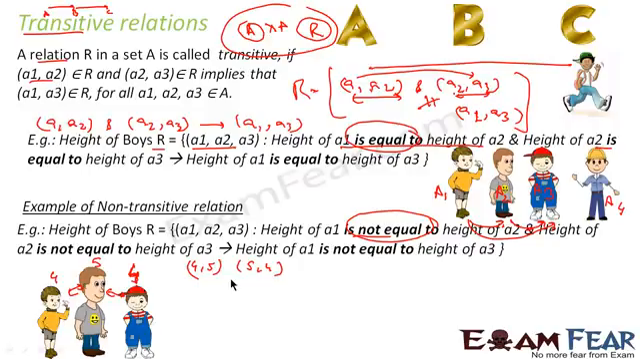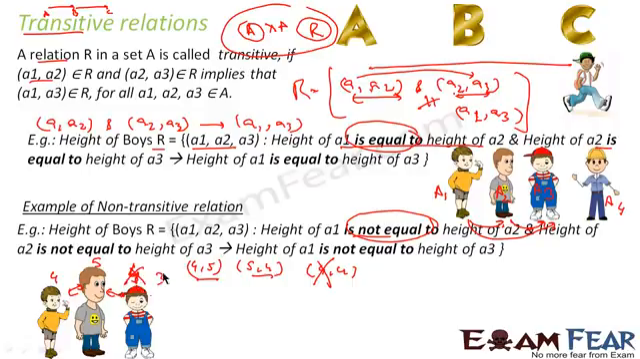This should imply that 4, 4 should also be part of the relation. But 4, 4 means the height of this is not equal to height of this, but they are equal. So this is not part of the set. The only elements in this set are this and this. So this is an example of non-transitive. Why I took 4 was this: because if we take 3, this becomes transitive.